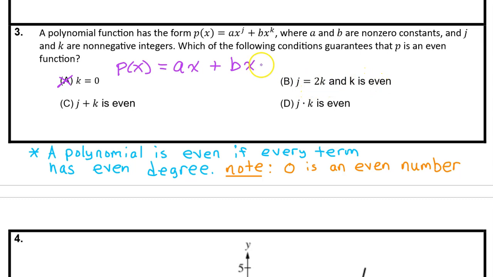Well, if k is any even number, like for example, if k is 4, then that means j would be 8. So if k is an even number, doubling it will give you another even number, and kabam, all the exponents are even. So B is the answer.